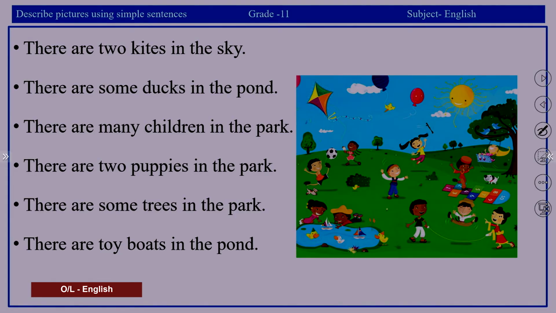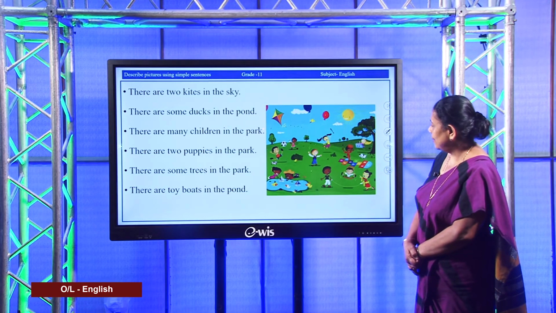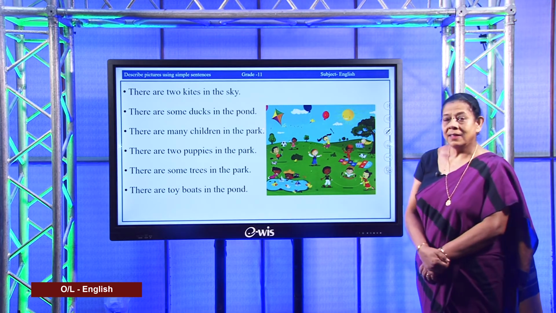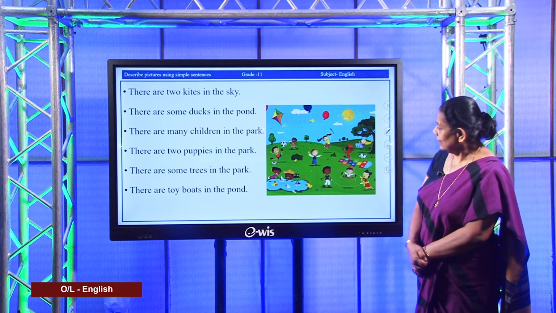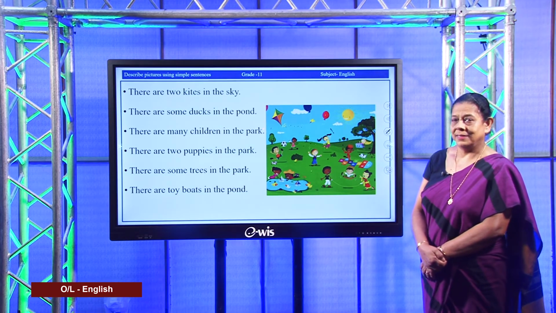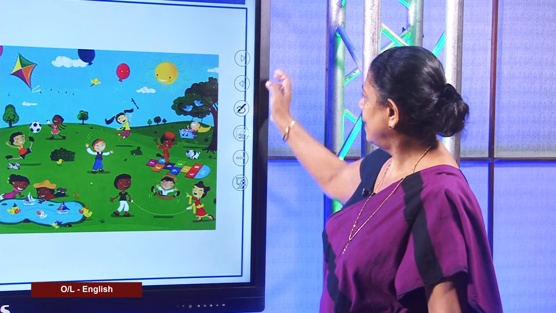Now we are going to describe the toy boats. Are there any toy boats in the picture? Yes. There are toy boats in the pond. That is also correct. There are toy boats in the pond.